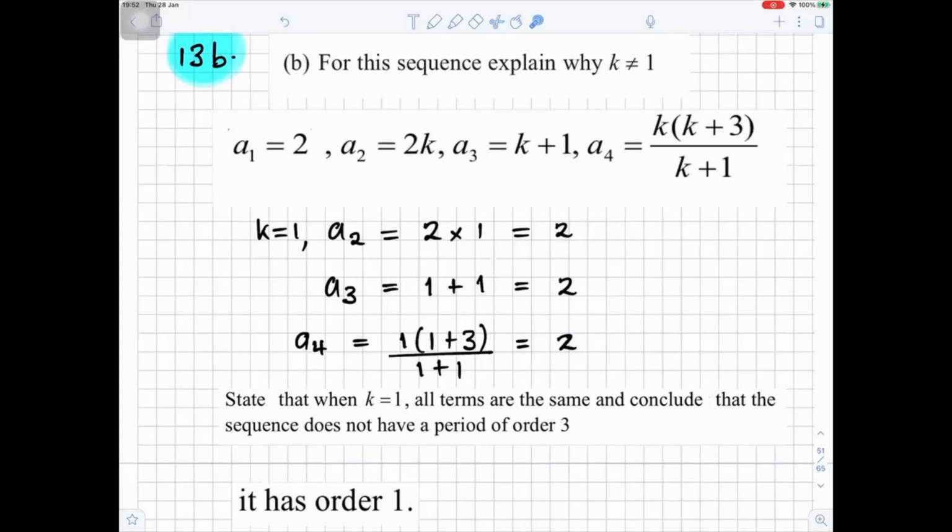So when K is equal to 1, all terms are the same: 2, 2, 2, 2, and A1 is 2. All terms are the same, and you can conclude that the sequence does not have a period of order 3. It does not go 1, 2, 3, same, 1, 2, 3, same. So it has an order of 1. It repeats after every one number.